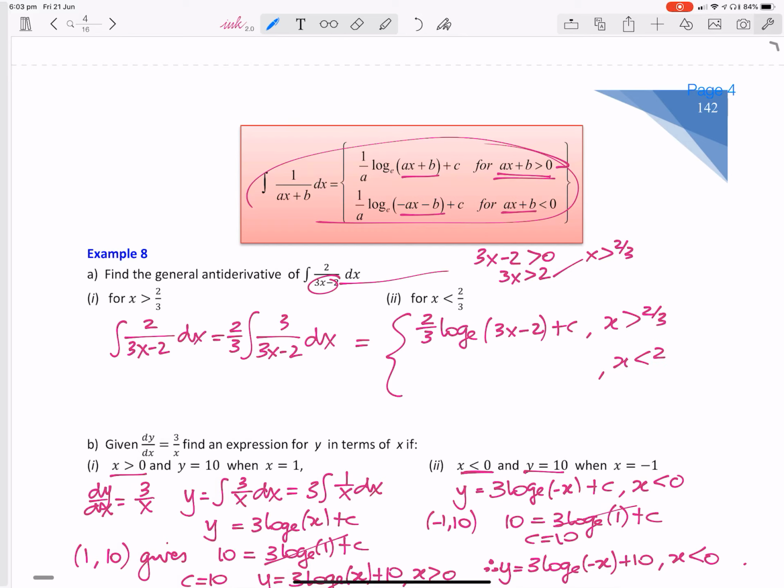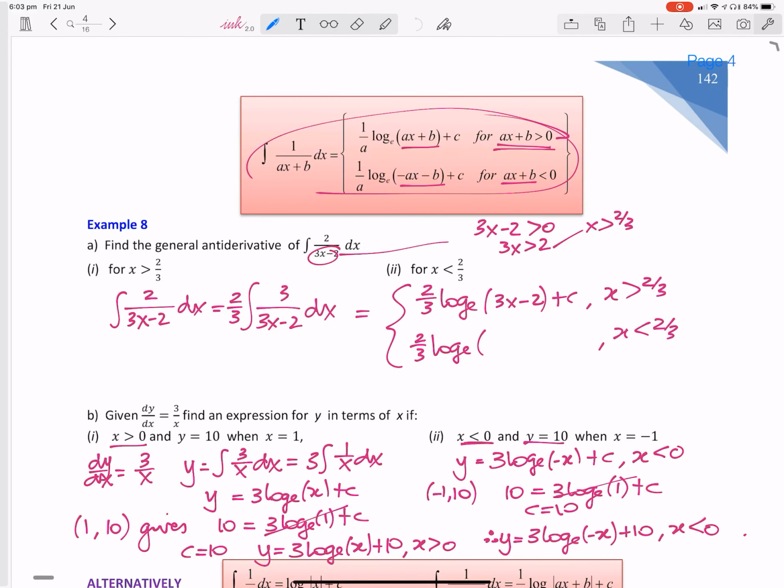And then for x is less than 2/3, we say 2/3 log e, and then we change the sign of everything inside. So we get 2 minus 3x plus c. So that's our answer when we integrate this function. We get two separate functions, one for when the bottom is positive and then one for when the bottom is negative.